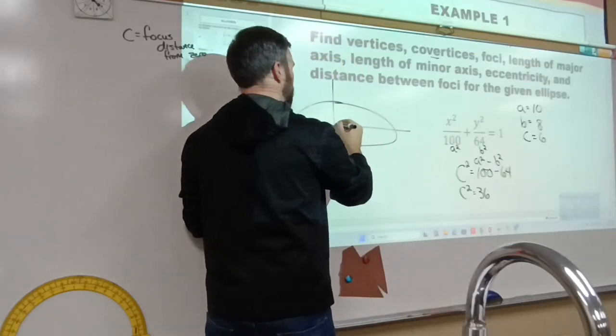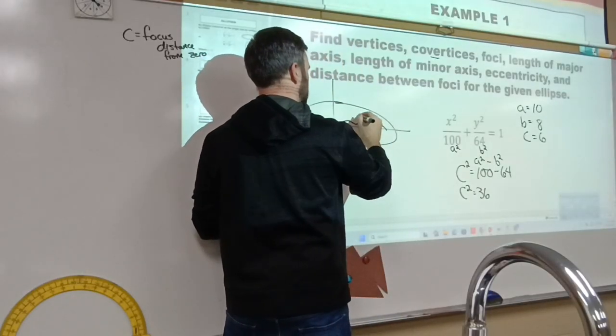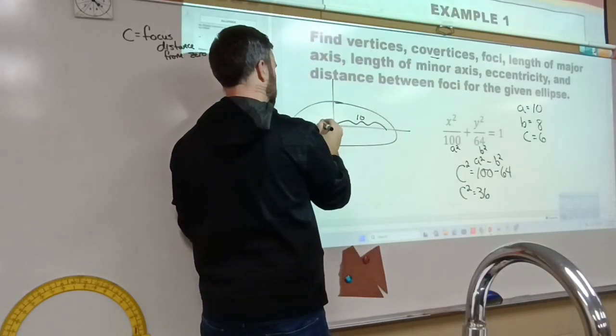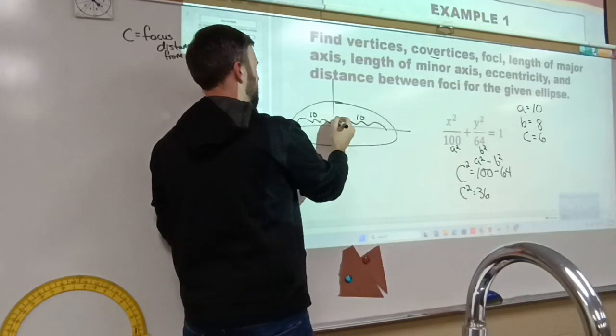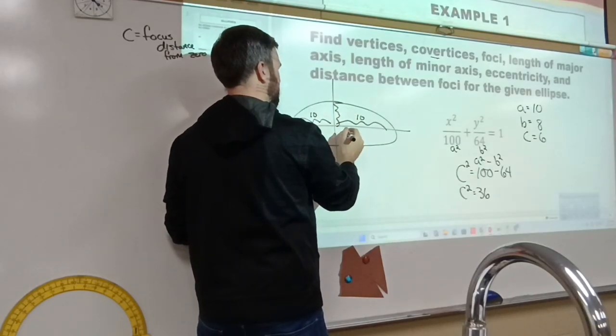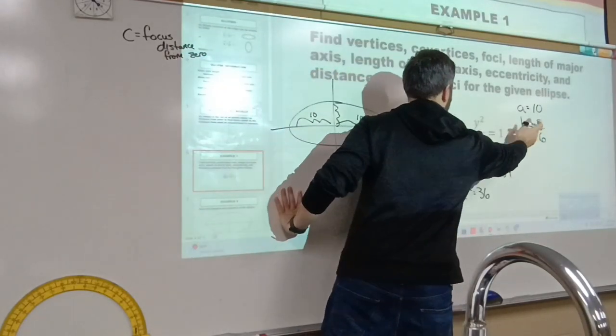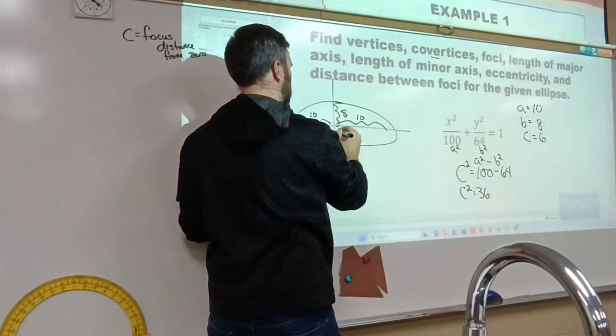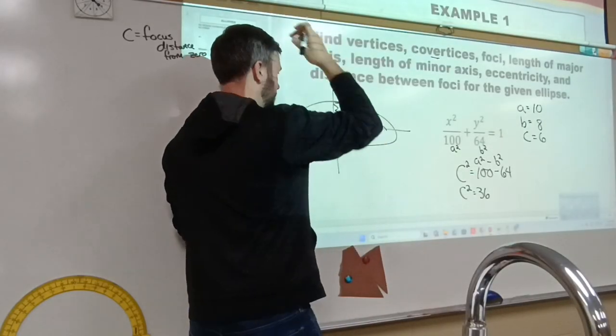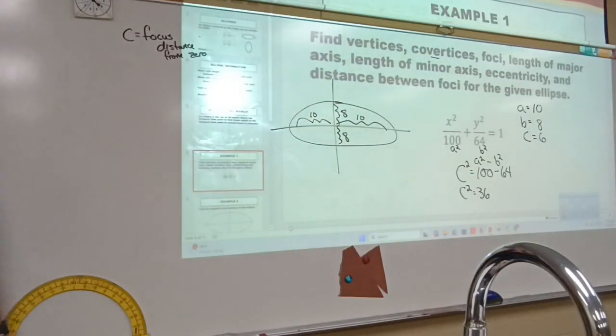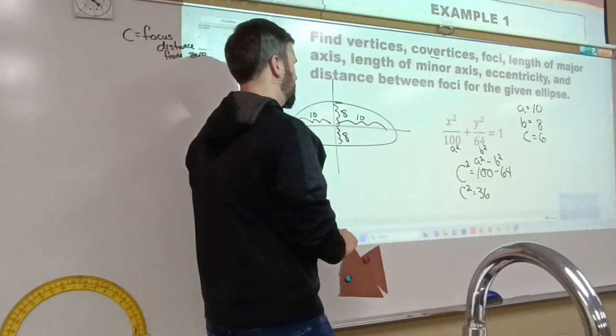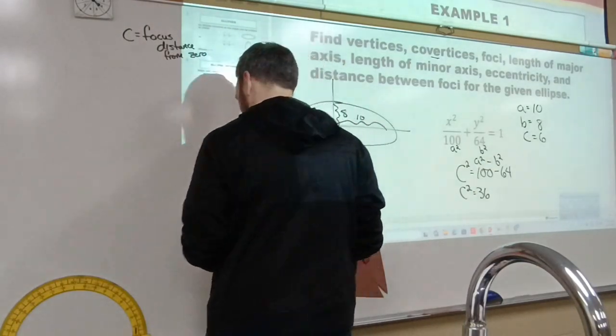So if a is 10, what's this distance? 10. What's this distance? 10. What's this distance? 8. And this distance? 8. So could you graph that ellipse? Or at least draw a circle and then label how far away it is? Yeah, we can. Sorry, I'm really excited.